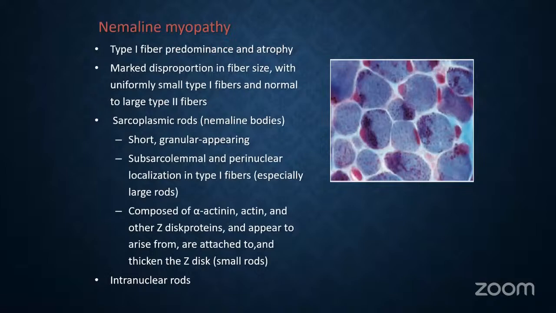This is an example of nemaline myopathy. Type 1 fiber predominance and atrophy is seen. There is marked disproportion in fiber size with uniformly small type 1 fibers and normal to large type 2 fibers. We can see nemaline bodies that are sarcoplasmic rods, short, granular appearing, in subsarcolemmal and perinuclear localization. These are composed of alpha-actinin, actin, and other Z-disc proteins.